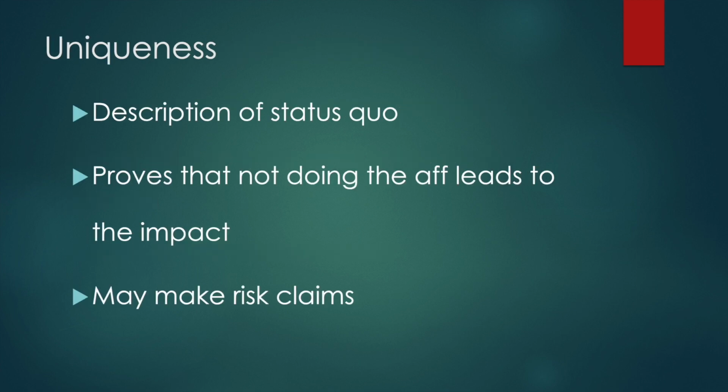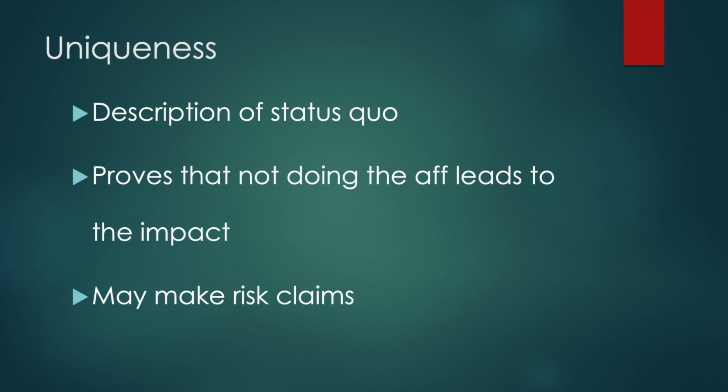To talk in a little bit more specific detail about each of these parts: uniqueness is a description of the status quo. It proves that not doing the AF leads to the impact. Uniqueness is really, really important. It's probably the most neglected of the 3 parts of a contention, but it's absolutely vital that you have it, because in the absence of uniqueness, there's no real reason why doing the AF is necessary, right? If you don't prove that a problem exists, then it doesn't matter that the AF solves it.